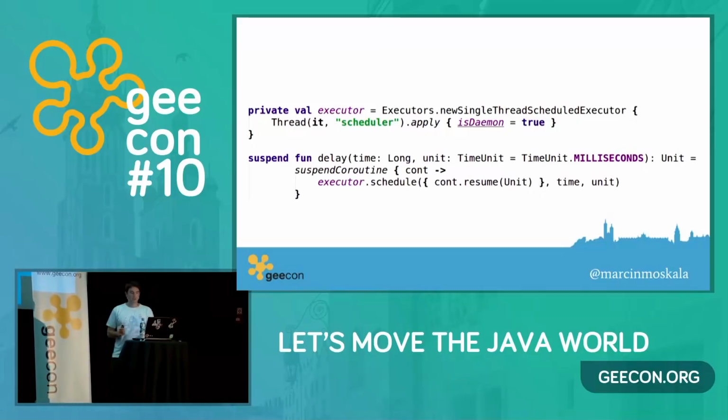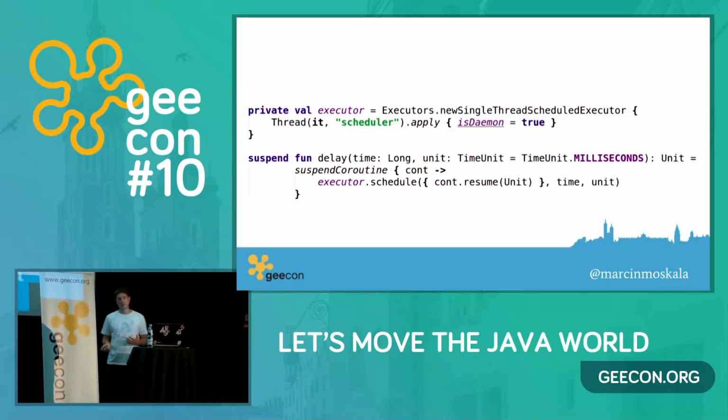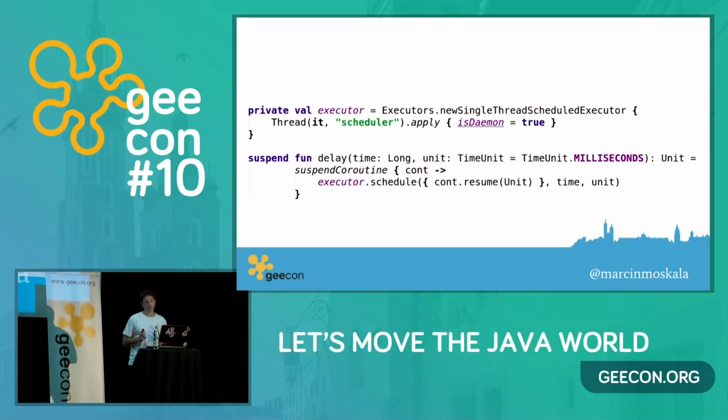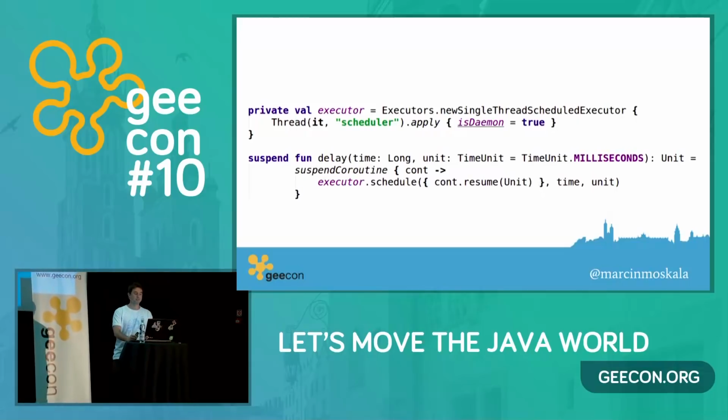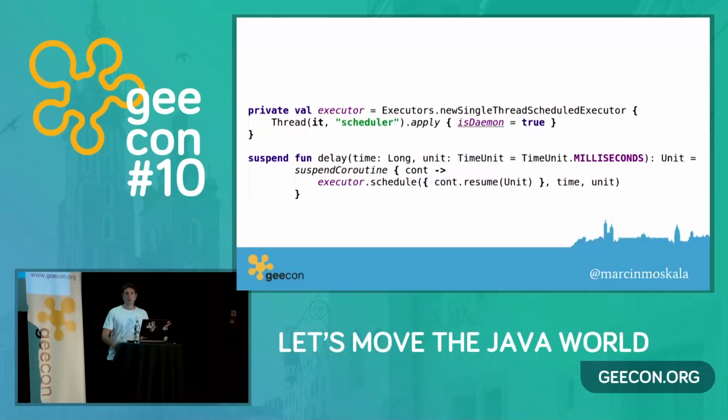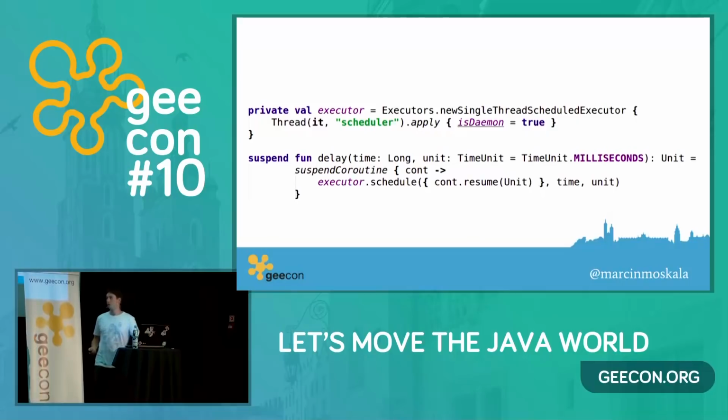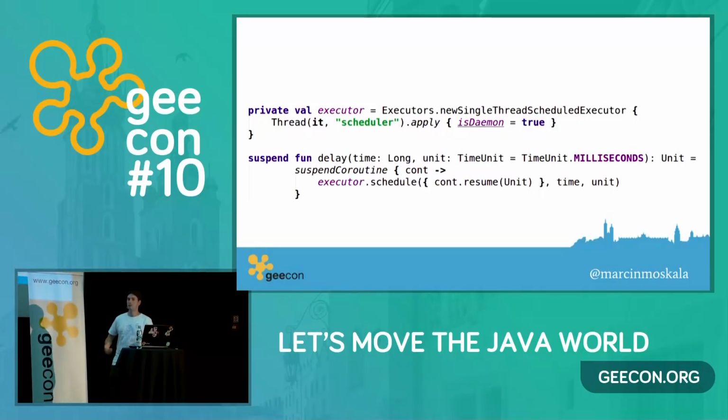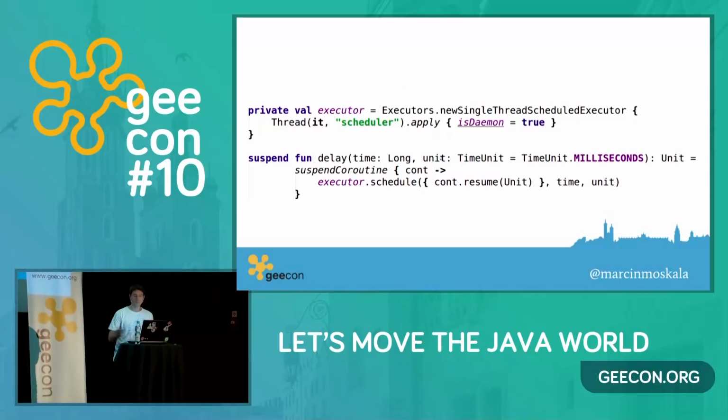This delay function is not the same as thread sleep. As you can see, it's not really blocking the thread. Instead, it is suspending the coroutine, and it is scheduling to continue this coroutine after some set amount of time. So this suspendCoroutine returns a so-called continuation.